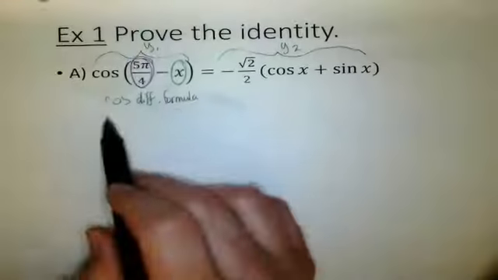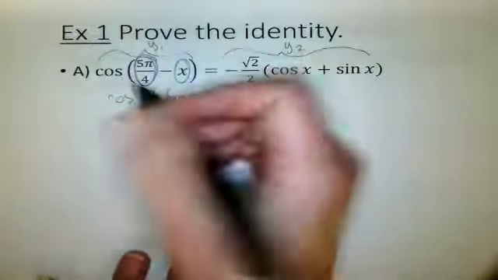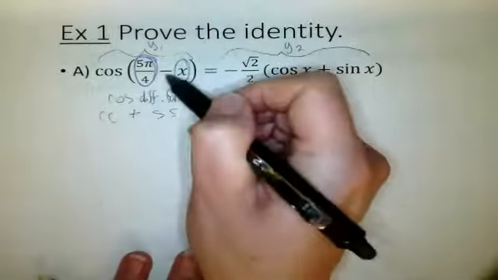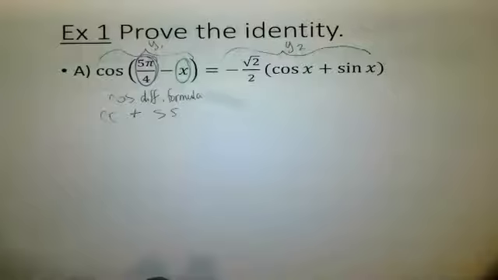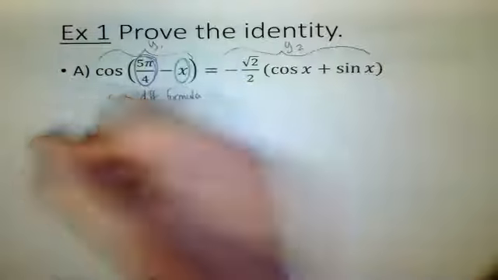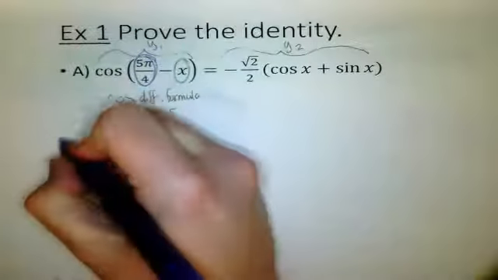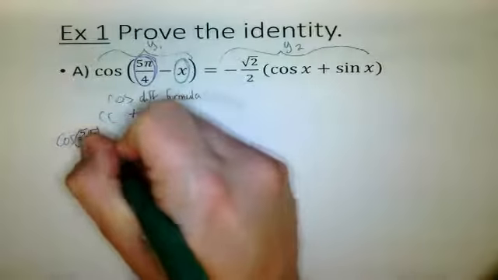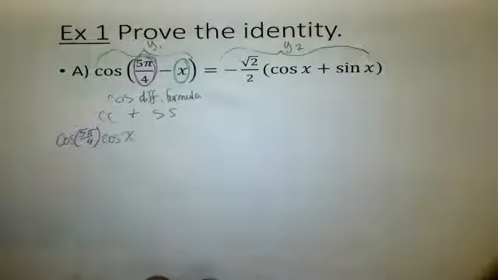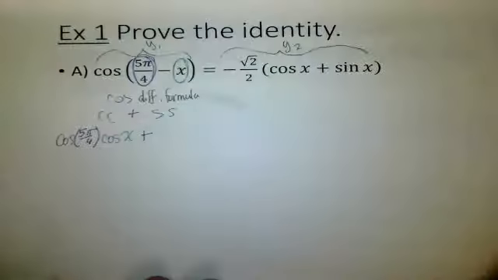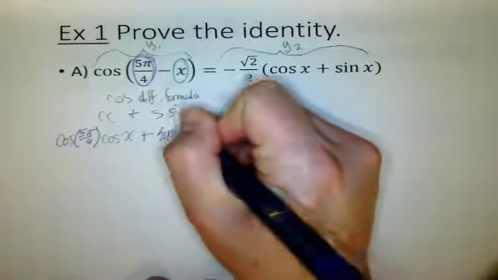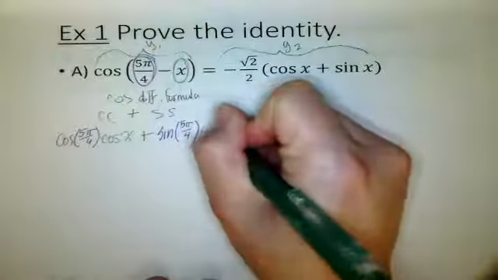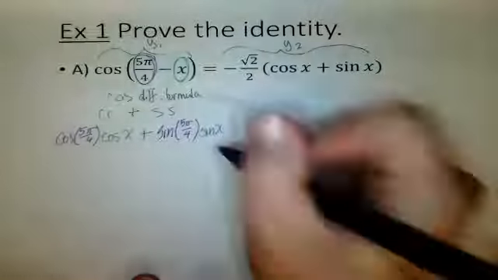So how do we expand the cosine difference formula? What is the pattern? Cosine, cosine, sine, sine. Change the sign. Negative turns to positive. And so then we can expand cosine of the first thing, cosine of 5 pi over 4, times cosine of the second thing, plus sine of the first thing times sine of the second thing. Okay.